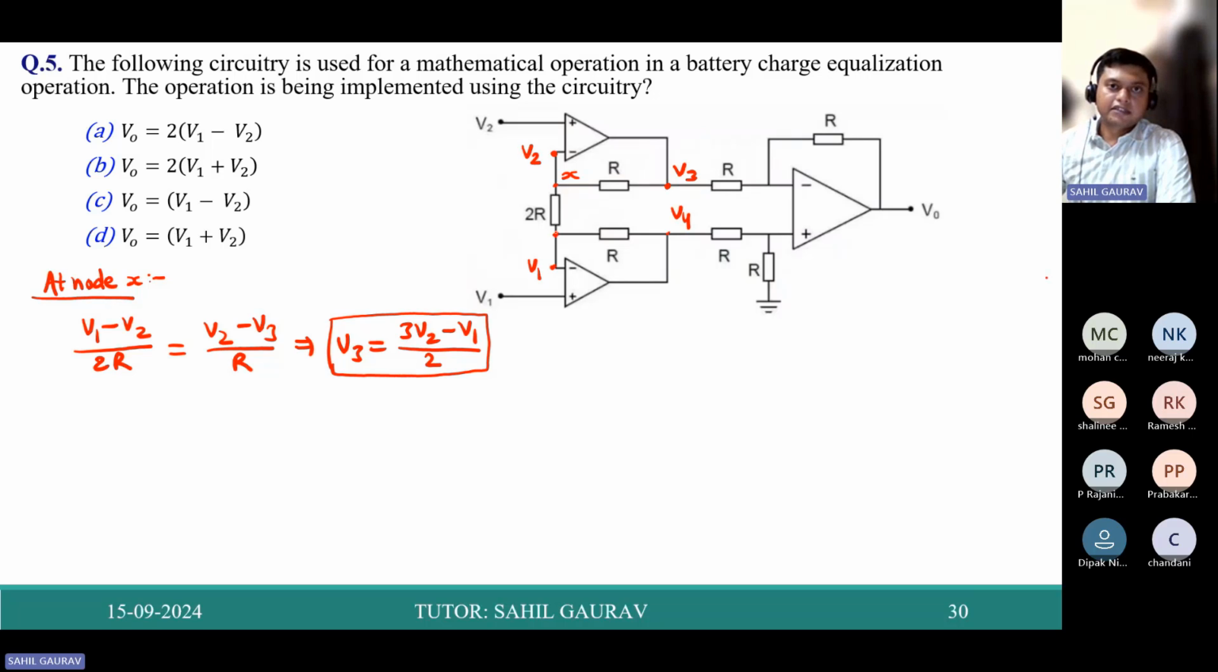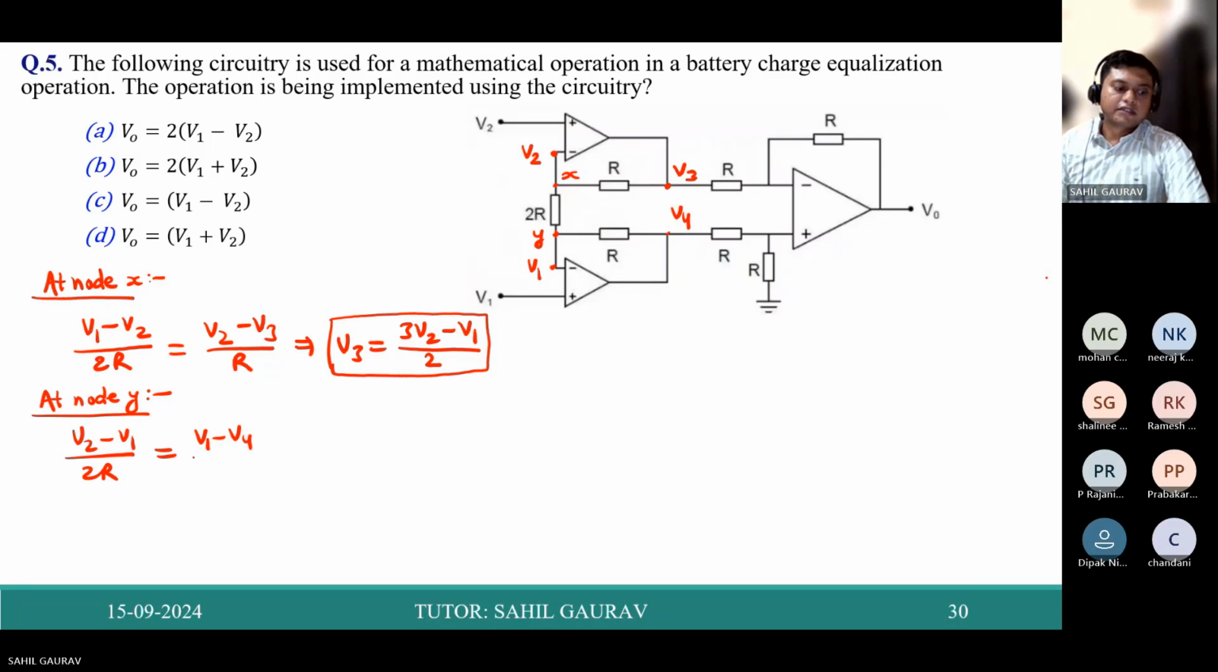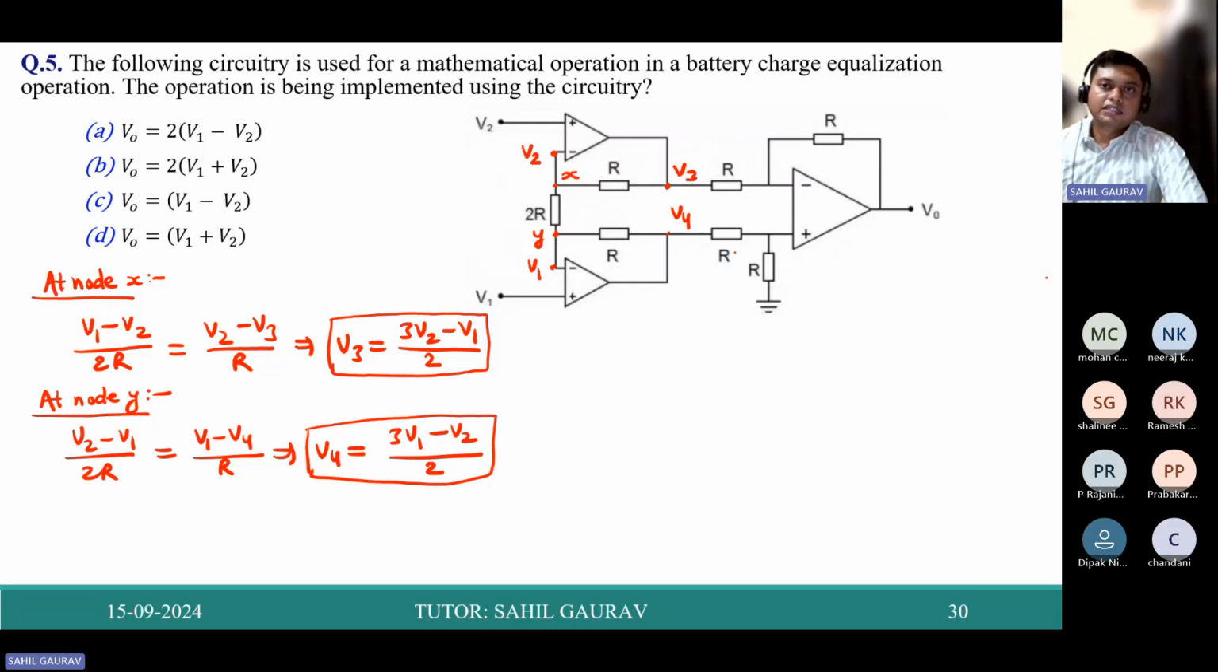Now similarly we can apply KCL at node Y. V2 minus V1 upon 2R equals V1 minus V4 upon R. On solving, you will get V4 as (3V1 minus V2) upon 2. So we got the V3 and V4 voltages.